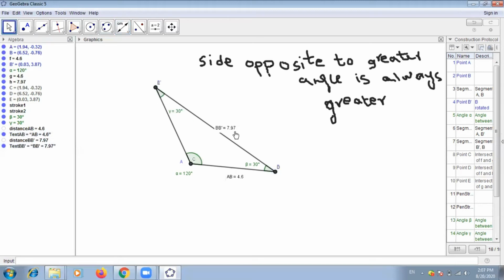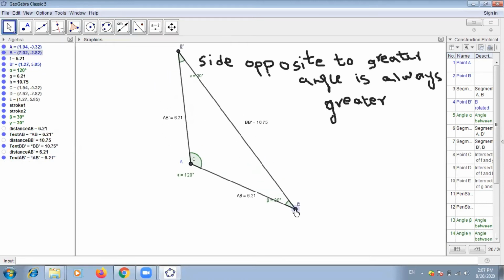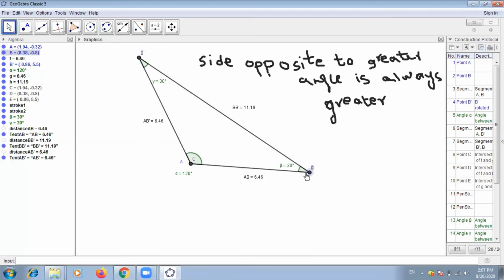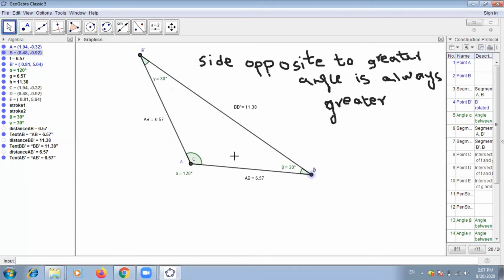So the length of this side is 7.97, and in the same way when I measure the length of this side it is equal to 4.6. So it means that we are correct. The side opposite to the greater angle is always greater. If I try to drag this triangle, let's suppose I want to change this triangle, it always shows that this value is always greater. If you want to change the angle of this triangle, you can try. We can try it with different triangles as well.